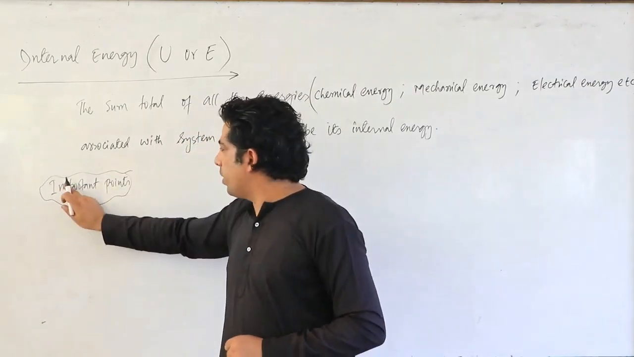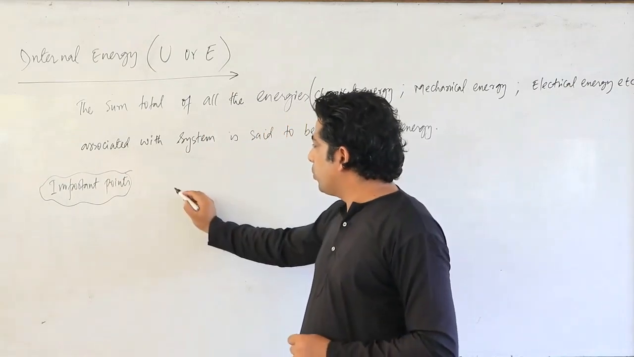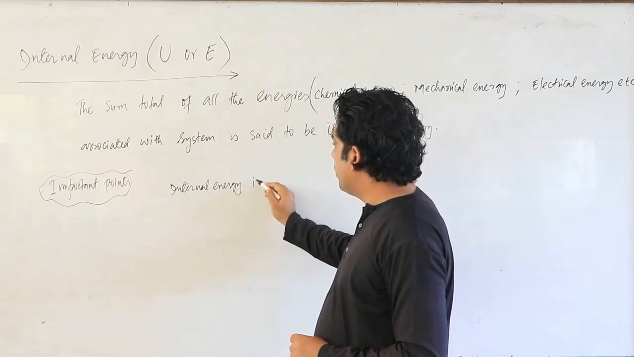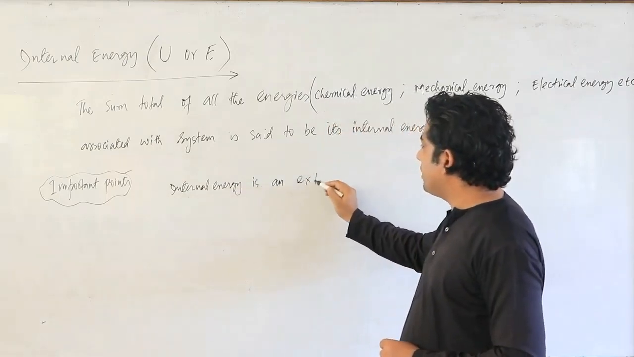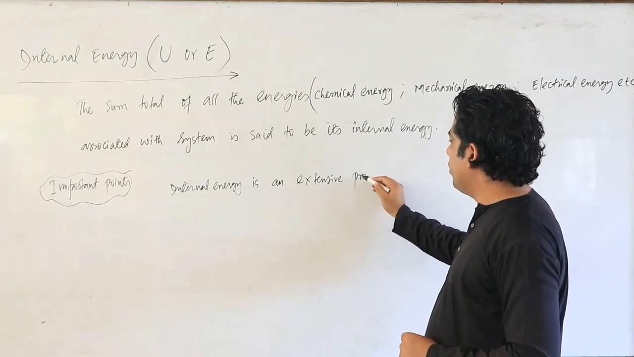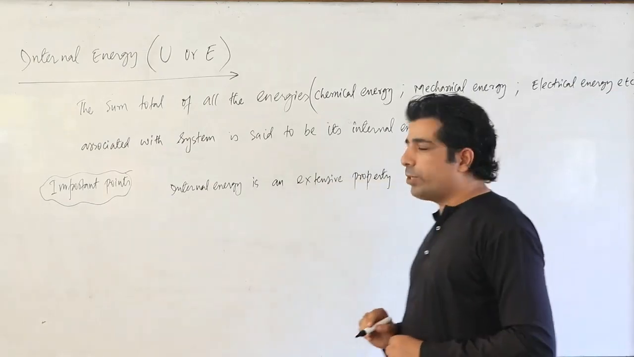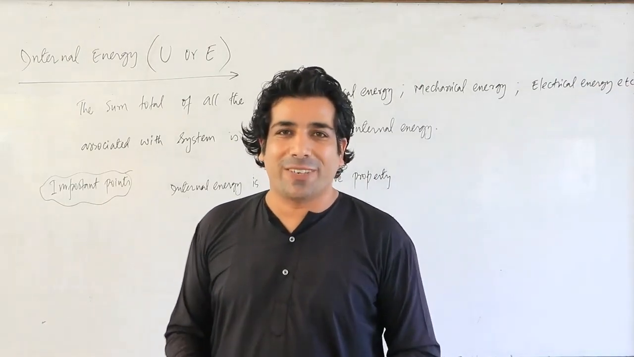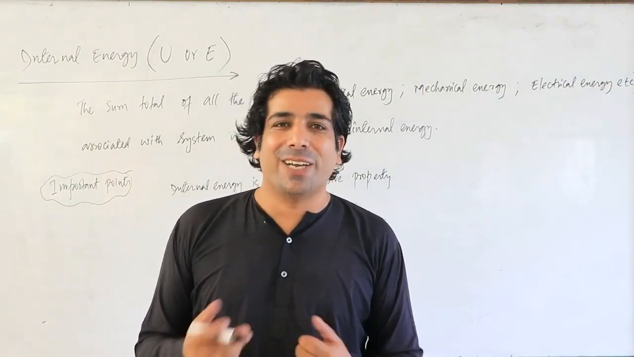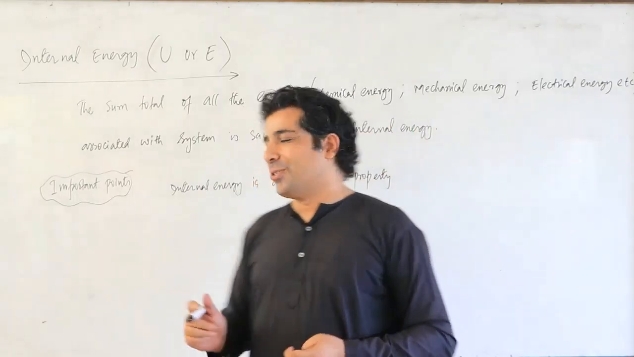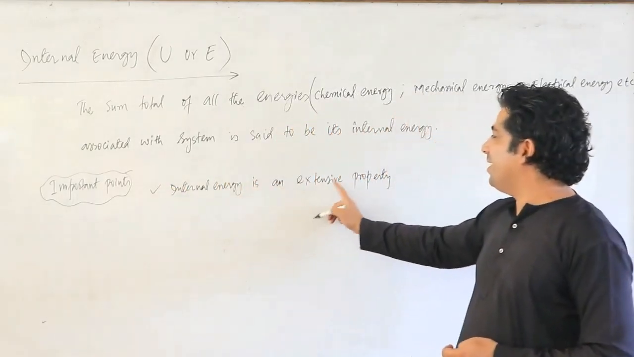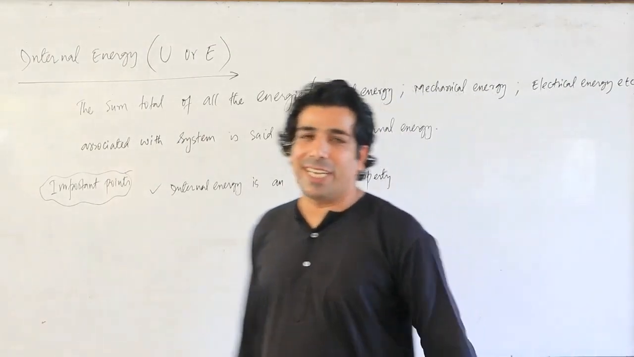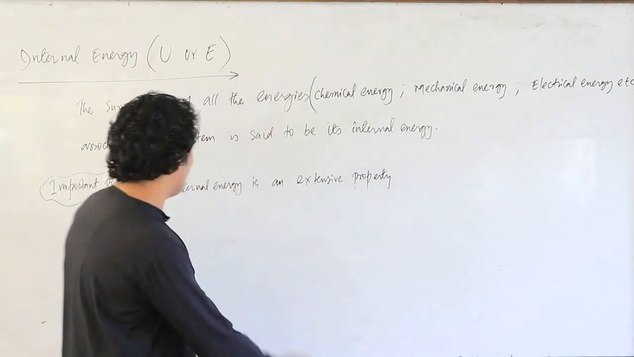Just now we discussed one thing, if you remember, that I told you that internal energy is an extensive property. What is the meaning of this? That its value depends upon the size of matter. That means a smaller object will have less internal energy and a bigger object will have more internal energy. So my dear friends, internal energy is an extensive property as it changes with the size of the matter. Correct?